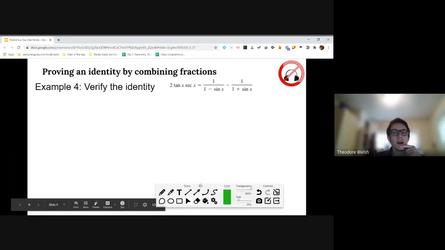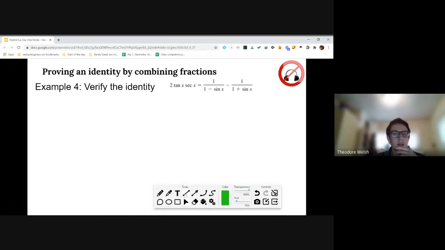Alrighty. So this one is looking a little bit more complex. So again, same process, verifying identities. As we look here, both sides are a little bit complicated in my opinion. But one side is probably a little more complex than the other, that being this side here.